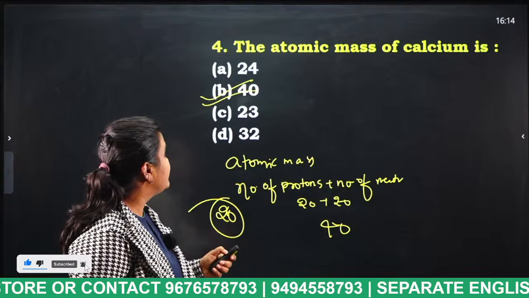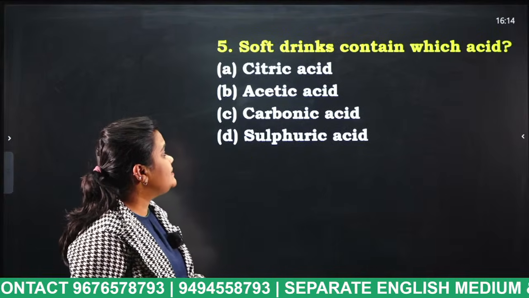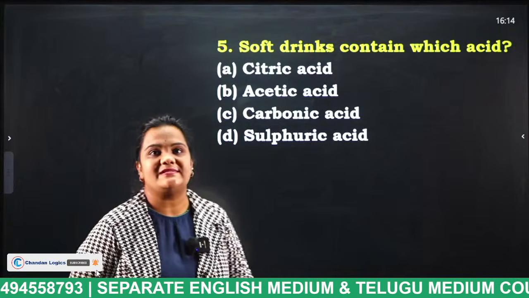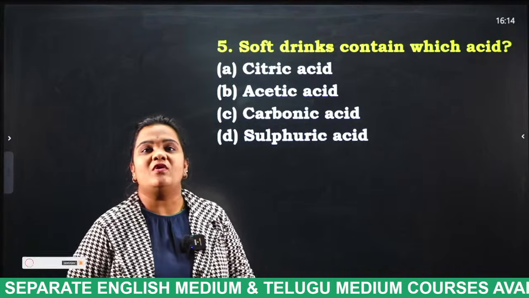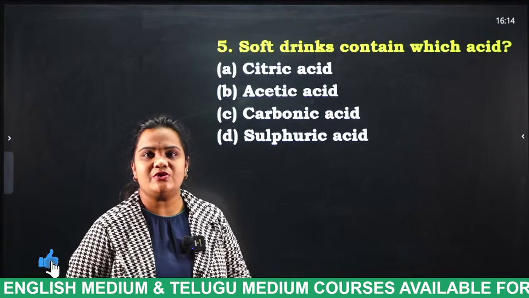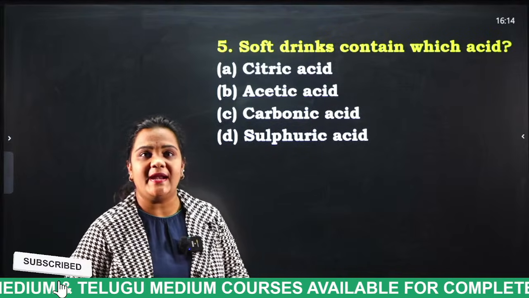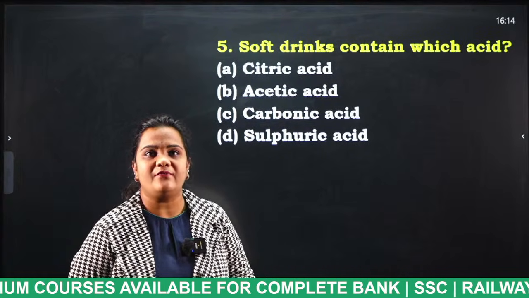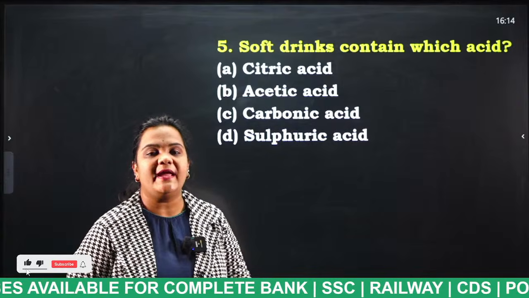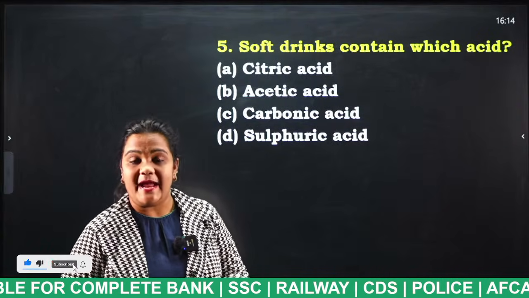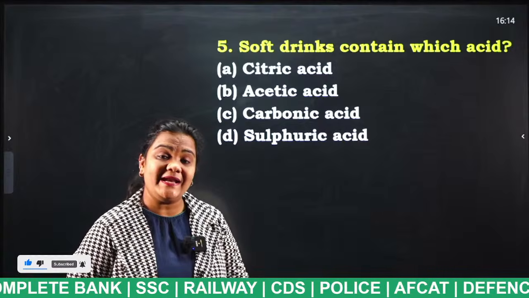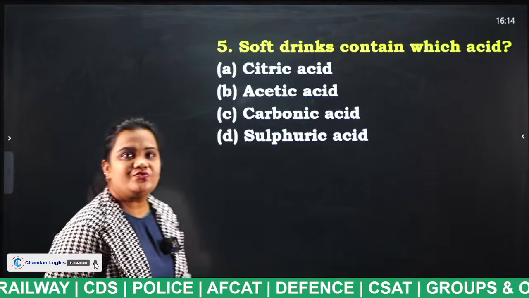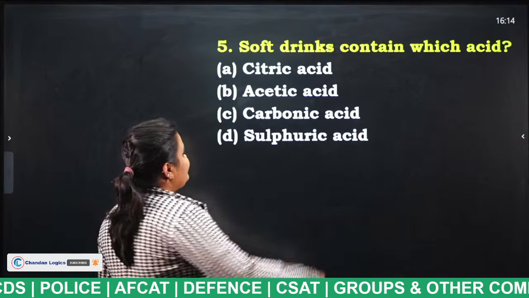Next question. Soft drink contains which acid? Citric acid, acetic acid, carbonic acid, sulfuric acid. So what is the full form of Na? Tell me, students. Try to get the full form of Na. All will say Na sodium. K potassium. So tell me what is Na, what is K? What is the full form? Very good, students. So what is the answer for this question?